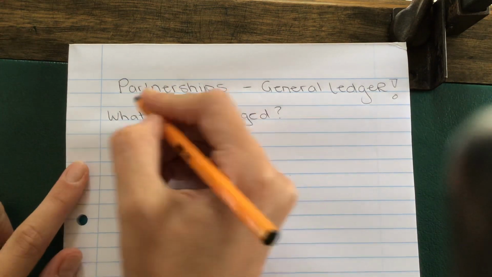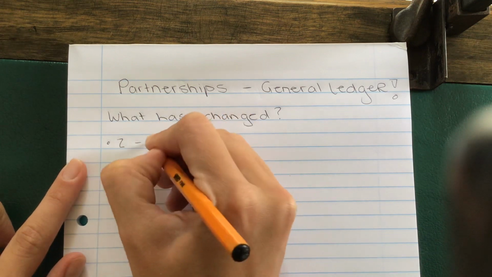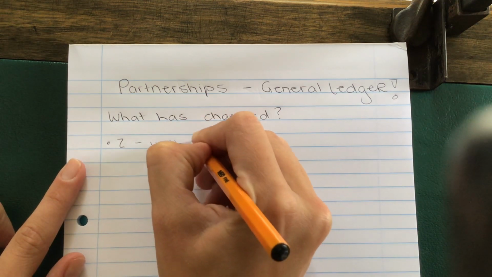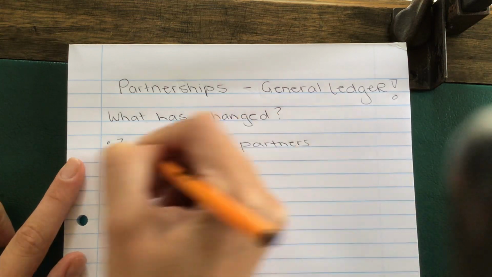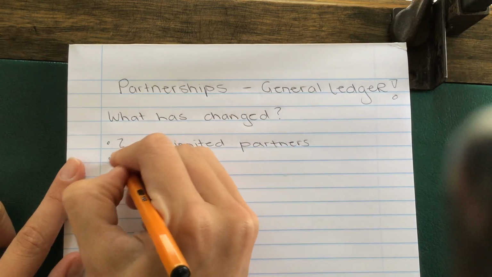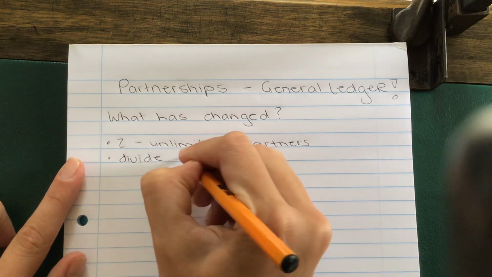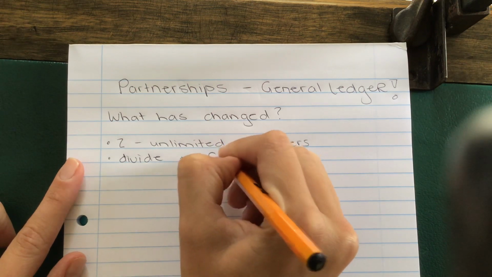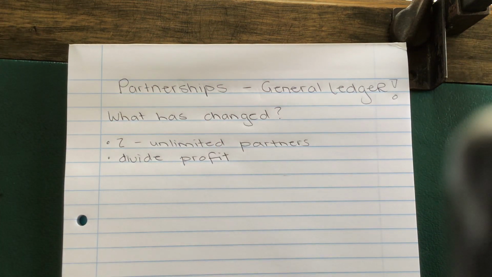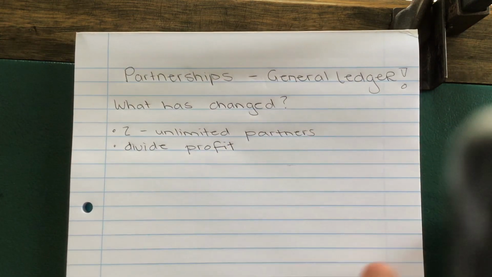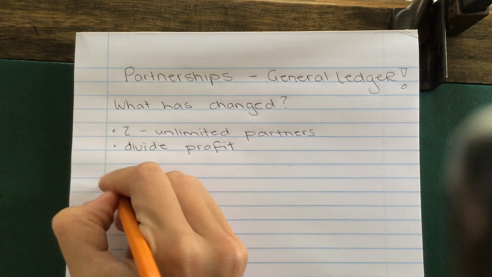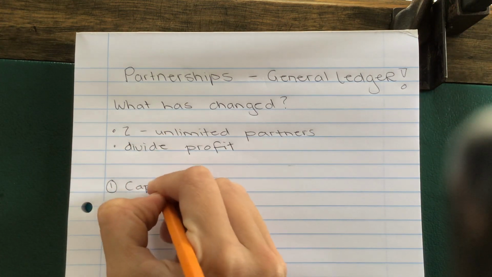So what has changed? Well, obviously now there isn't just one owner, there are 2 to unlimited partners. So they're not called owners anymore, partners. And because there are these many partners, we're going to have to divide the profit between them, which is one of the downsides, but we'll discuss that later. Okay, now there are a lot more T accounts that we have to do, and I'll introduce them as we go. So let's start with the first one being capital.